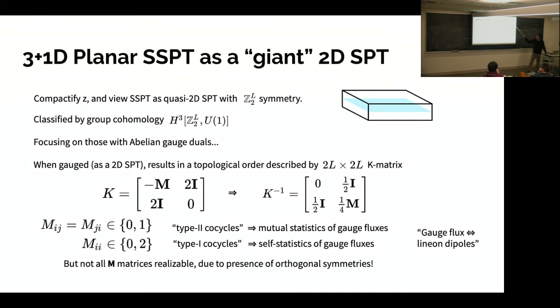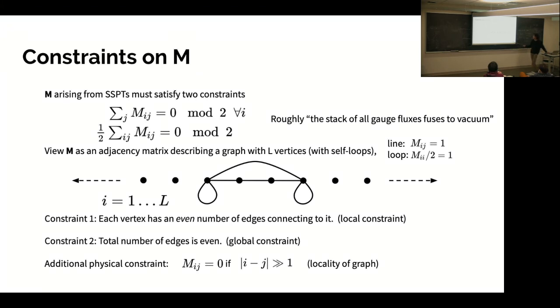because our system came from a subsystem SPT, it must have been symmetric under these orthogonal symmetries. And it turns out that means not all M matrices are realizable. You have some subset of these M matrices that are realizable. And you can show that there are basically two constraints it has to satisfy: if you sum over all j, it has to be 0 mod 2 for any i. But also the sum of all the elements has to be 0 mod 2. You can roughly think of this as arising from the fact that the stack of all gauge fluxes fuses to vacuum, roughly.